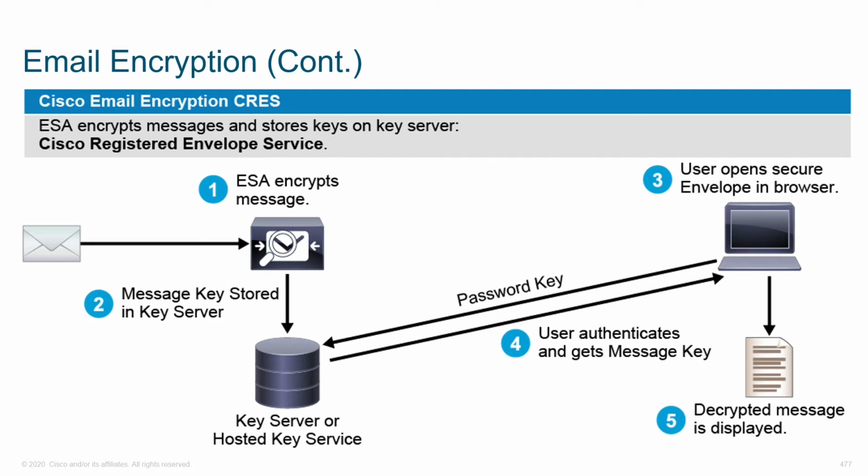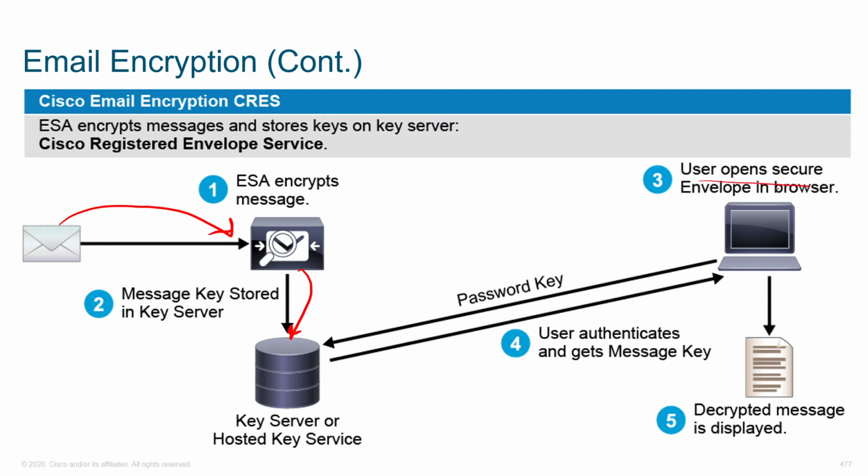So let's start off by taking a look at the Cisco Registered Envelope Service. Basically, you've got a user that has a Cisco ESA, and they have a message that needs to be encrypted. So they go ahead and send it to the ESA. The ESA knows that it needs encryption, right? So it builds an encryption key and then sends the encryption key to this key server, where it's basically going to be hosted. We send a link to the recipient, I should say, and we say, hey, you've got a secret message here.